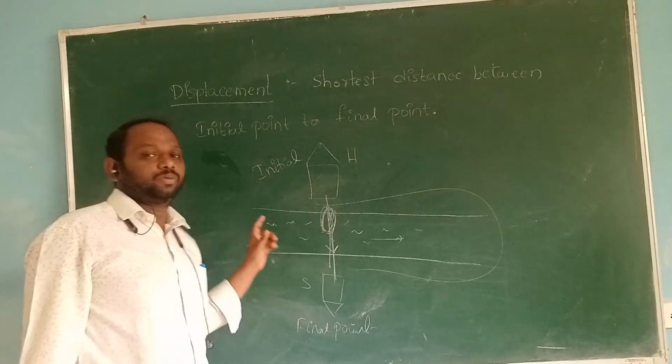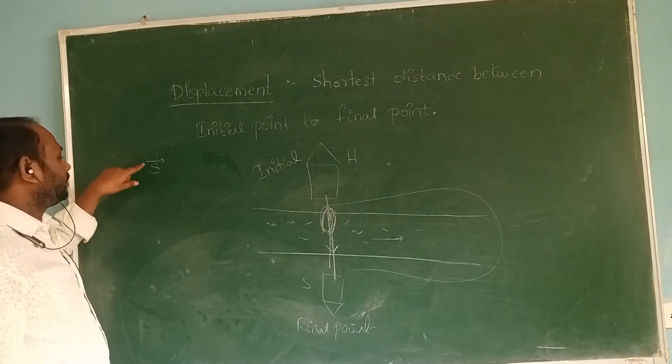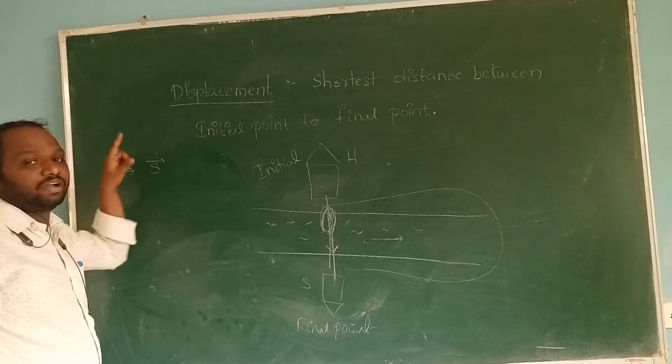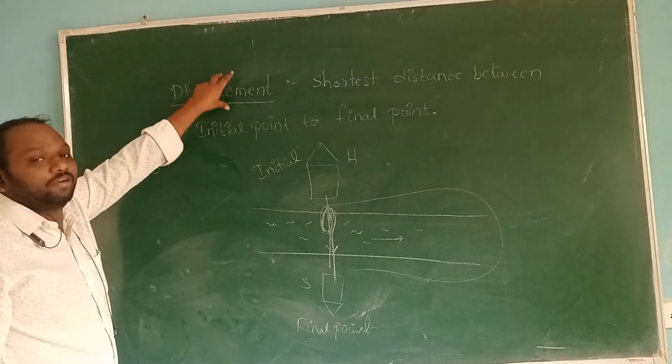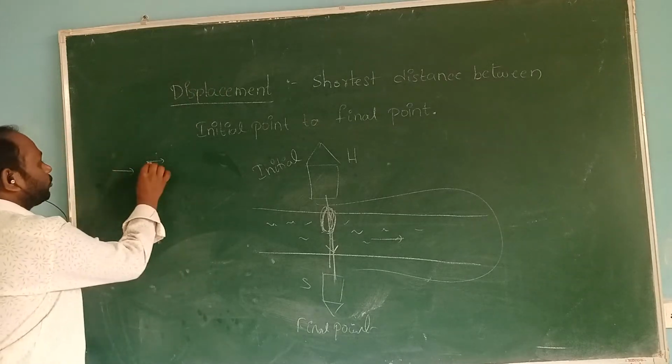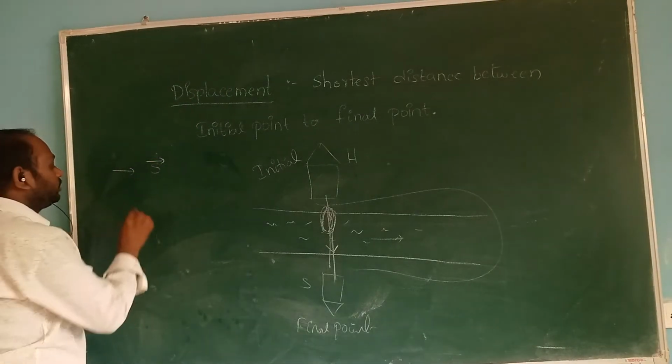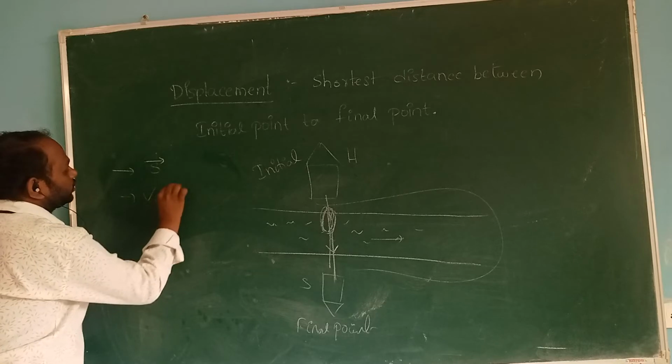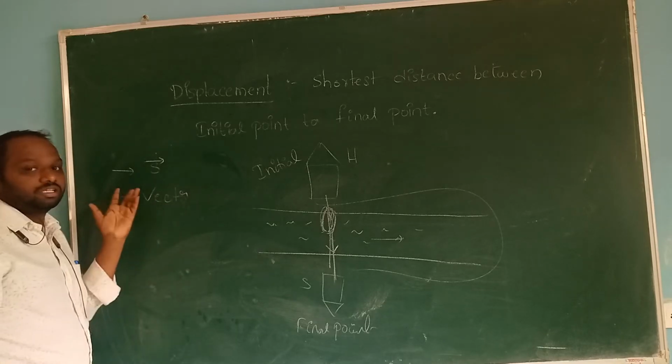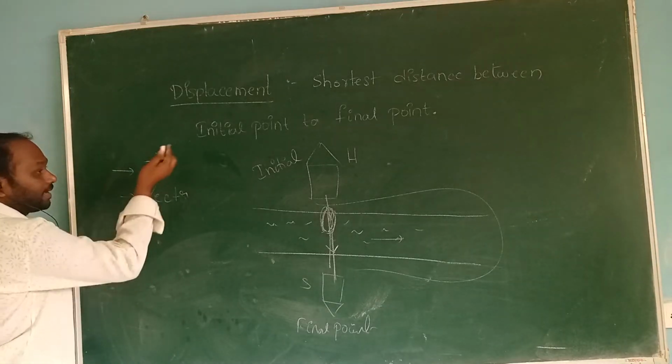Displacement is denoted by S bar. Why do we keep the bar here? Bar represents a vector quantity, so displacement is a vector quantity. That's why we represent it with an arrow mark above, S bar. It is a vector quantity, same as distance.